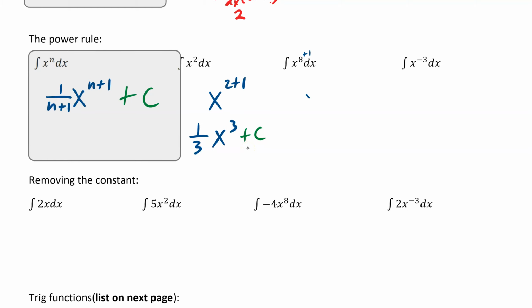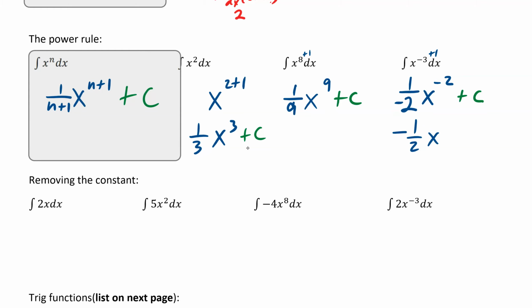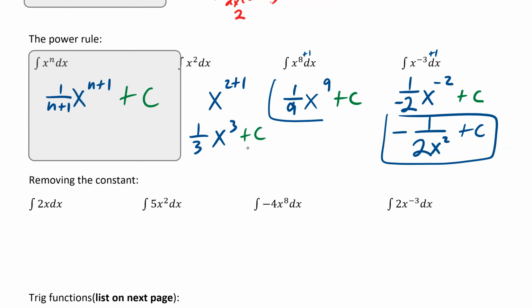Let's put plus 1 up here, and so that would be 9, and then you put 1/9 in front, plus c. And then plus 1, so now if we have a negative exponent, that would be x to the negative 2, and then again 1 over negative 2, plus c. And then we should write that as a negative number, so negative 1/2 x to the negative 2 plus c. And then again, remember these go on the bottom. So this really becomes negative 1 over 2x squared. And that would be our answer.